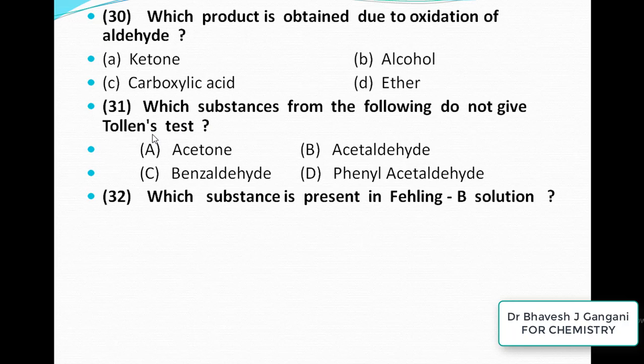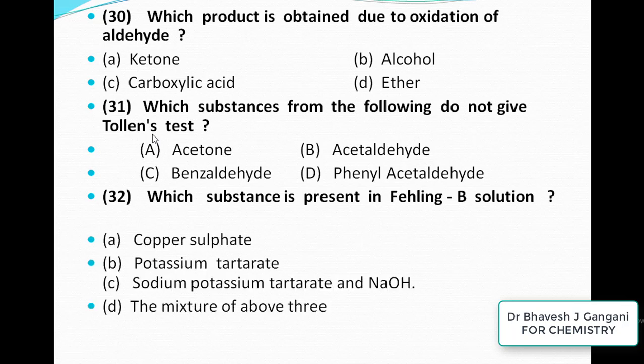Now question number 32. Which substance is present in Fehling B solution? Options are given: copper sulfate, potassium tartarate, sodium potassium tartarate and NaOH, and the mixture of above three. Now Fehling A is copper sulfate solution and Fehling B is nothing but sodium potassium tartarate. This solution is prepared in NaOH. So answer of question number 32 is C, sodium potassium tartarate and NaOH.